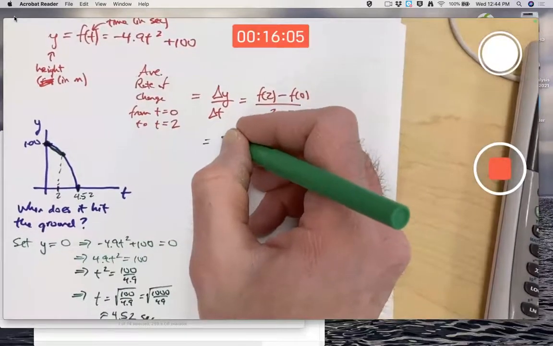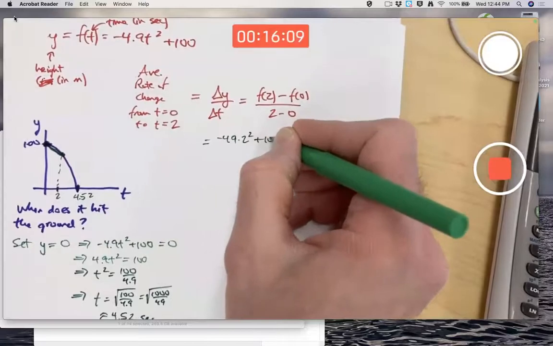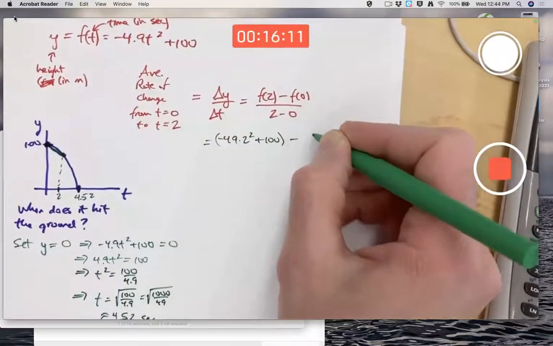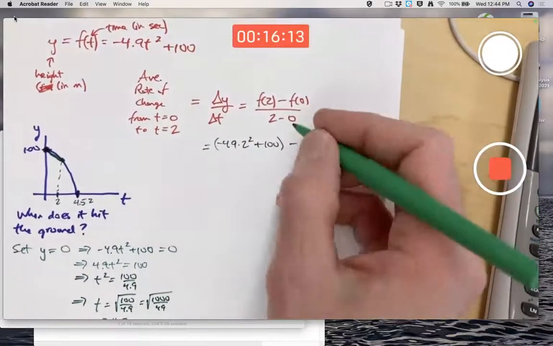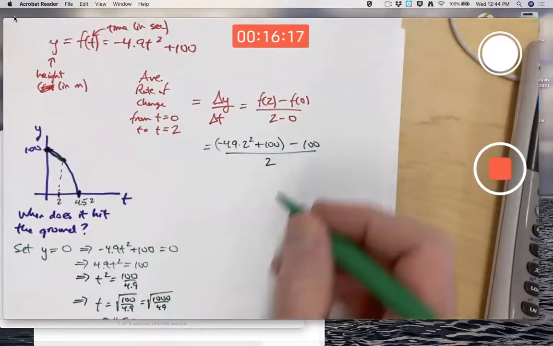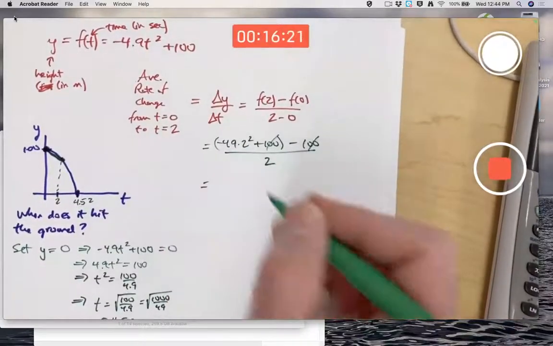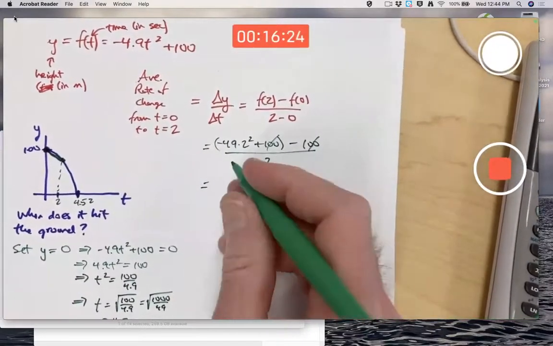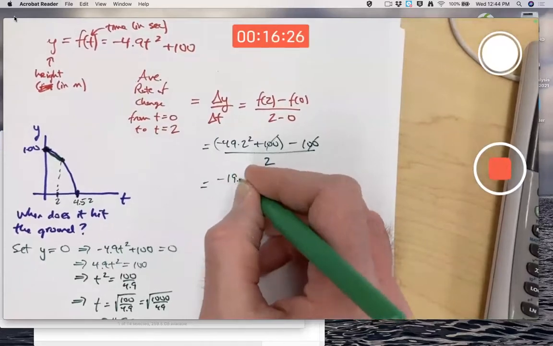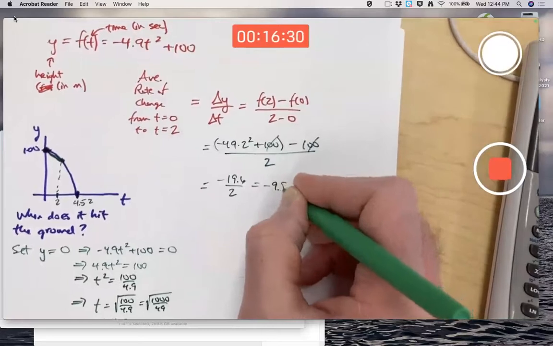So plug in 2, we get negative 4.9 times 2 squared plus 100. Plug in 0, when you plug in t equals 0, you get 100. All divided by 2. The 100s cancel. Negative 4.9 times 2 squared. 2 squared is 4. That's going to be negative 19.6 divided by 2. Hey, how about that? Negative 9.8.